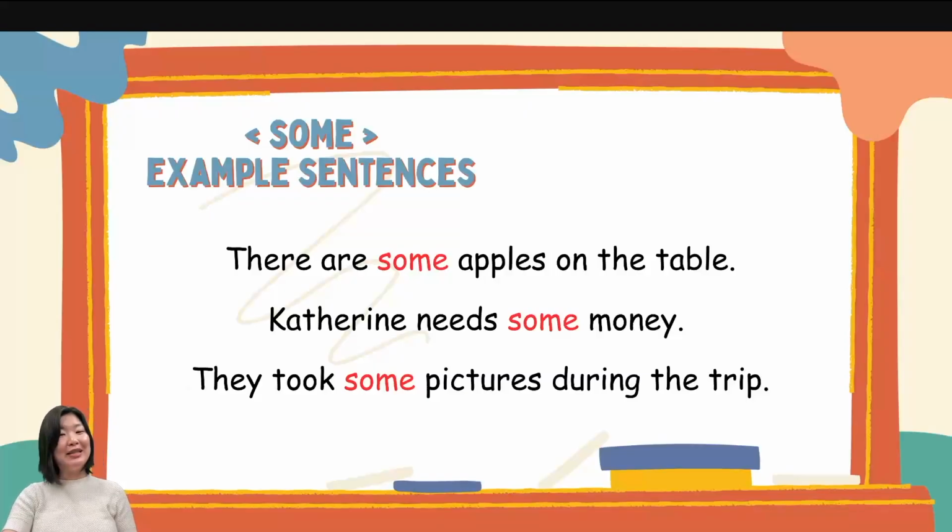So let's take a look at some example sentences. There are some apples on the table. So when you use some, it does not really tell you the exact number of apples, but it tells you that there are maybe 2, 3, 4, you name it, some apples on the table. Catherine needs some money. It means that she wants money, but she does not mention the exact quantity of money that she wants. Let's take a look at the last example. They took some pictures during the trip. Once again, we don't know how many pictures they took, but we know that there are numbers of pictures that they took during the trip.